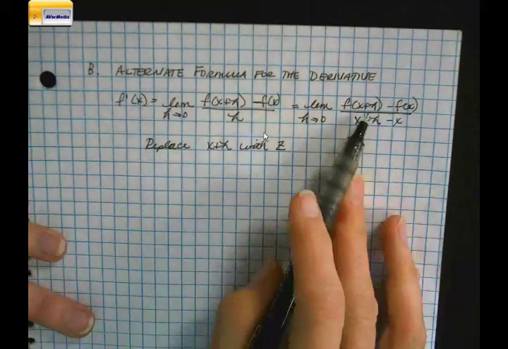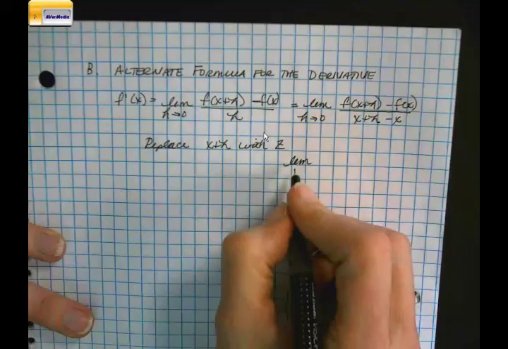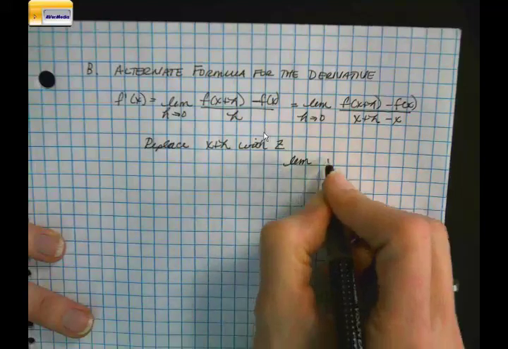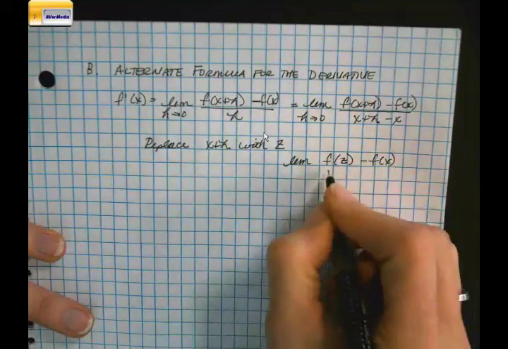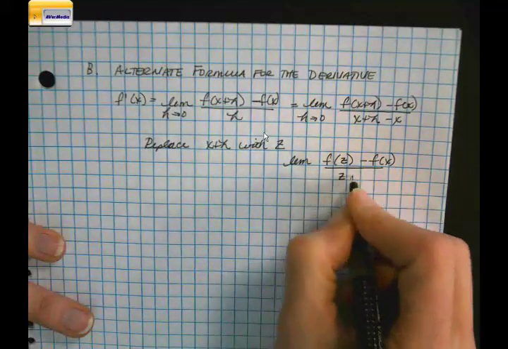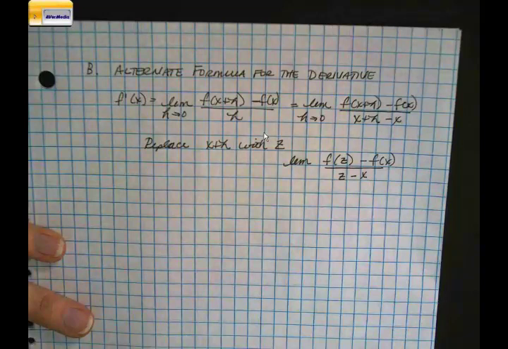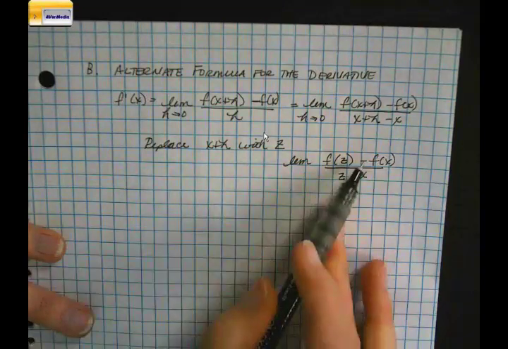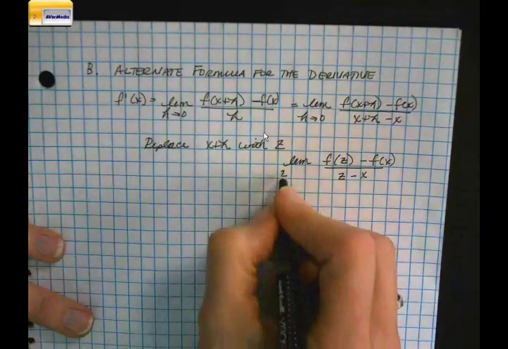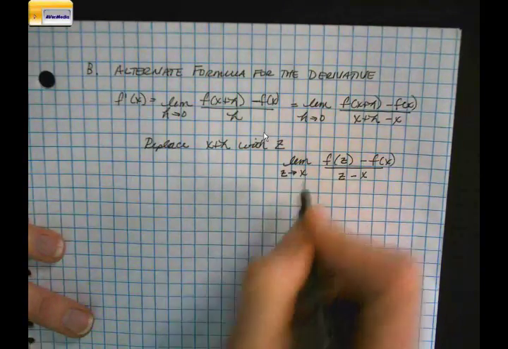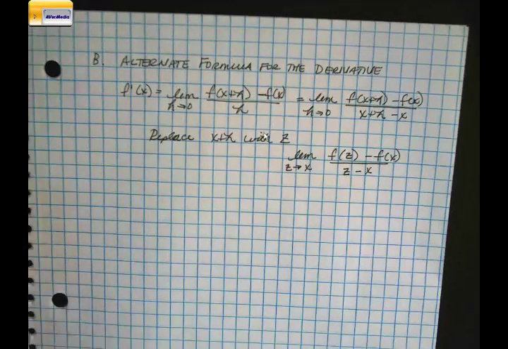So if you replace all these x plus h's with a z, this limit becomes the limit of what? f of z minus f of x over z minus x. And the limit is now not as h approaches 0 because you don't have h in here anymore. The limit now is defined as z approaches x. You don't even have h in this quotient anymore.